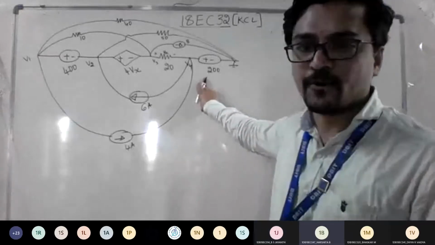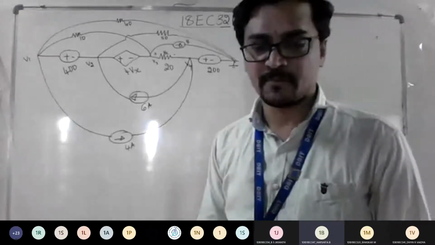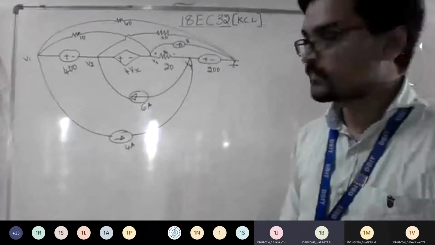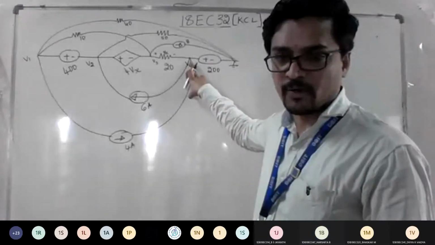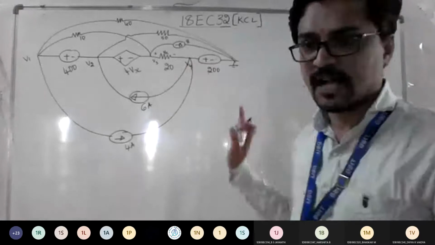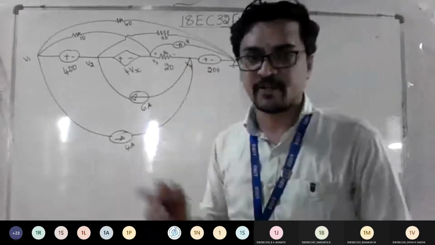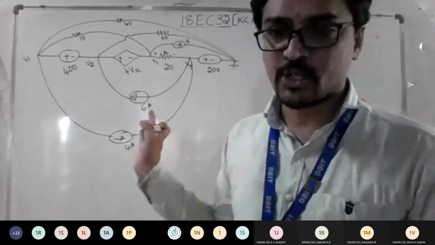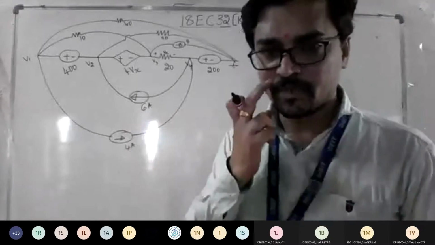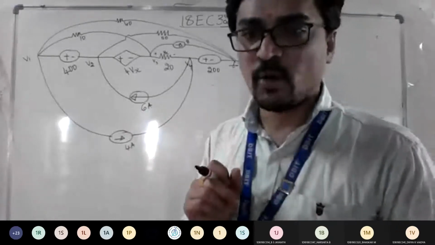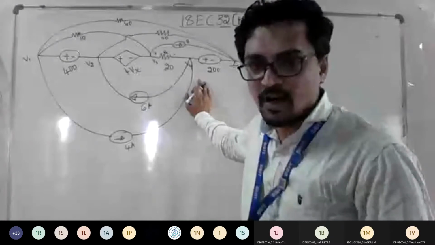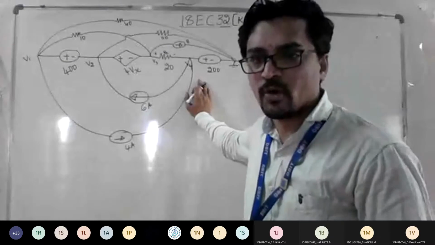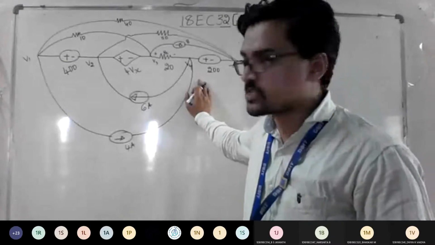So directly I can write V4. Is it 200 or minus 200? 200, sir. Because the positive is towards the terminal node V4, right? So from this I can write straight away. So you just make a note of the question first. For the network shown below, find all the node voltages. For the network shown below, find all the node voltages. That is the question.